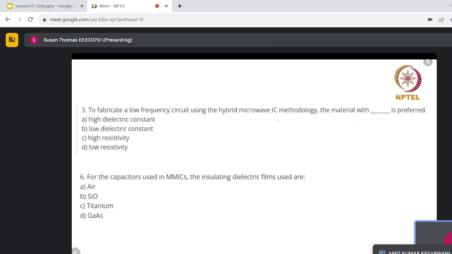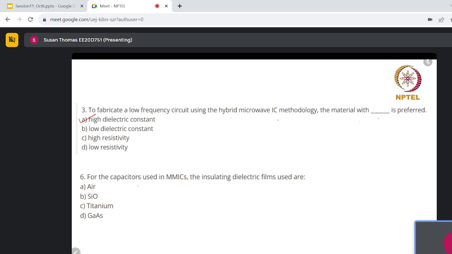So, as you all said, at low frequency applications, a high dielectric constant is desirable because that will result in a smaller circuit size. Whereas at high frequencies, the substrate thickness must be decreased to prevent the radiation loss and the other spurious effects. Going on to the next question.